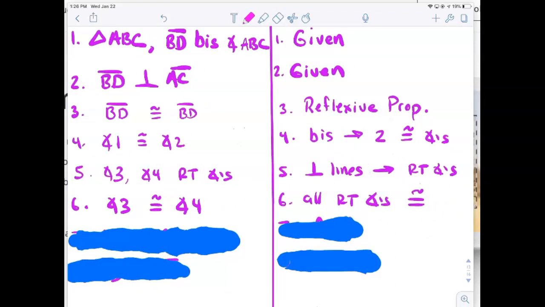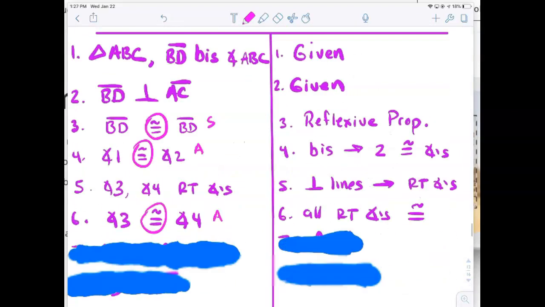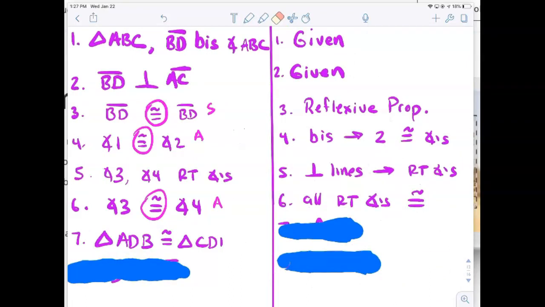So now I think I have enough congruences. If you notice, I have 1, 2, 3, and that's usually enough. And I have a side, looks like I have an angle, and I have an angle. Now don't trust this order. Go up to your picture and see what we have here. Looks like I have an angle, side, angle situation. So that means that the two triangles are congruent to each other because of angle, side, angle.